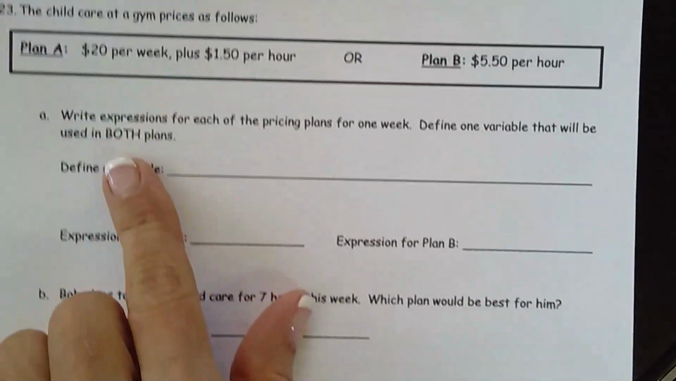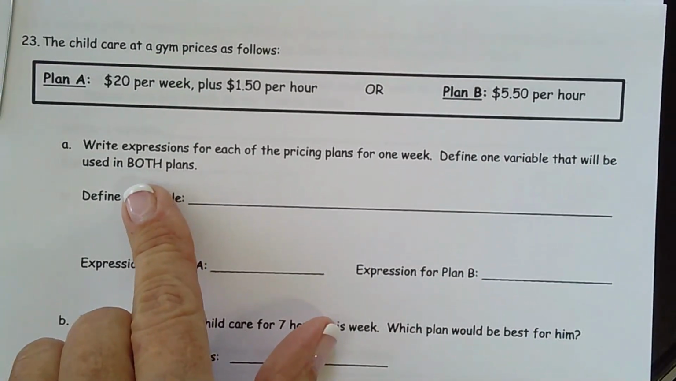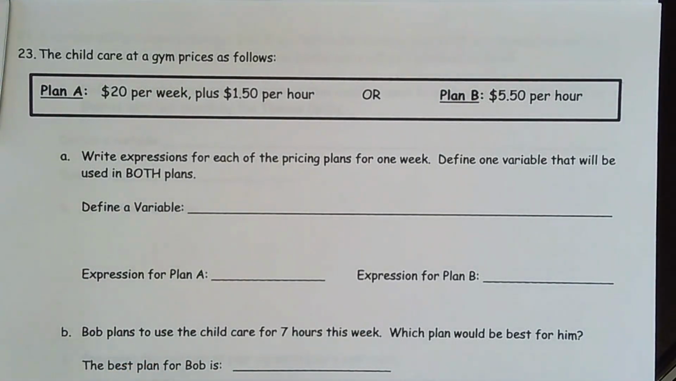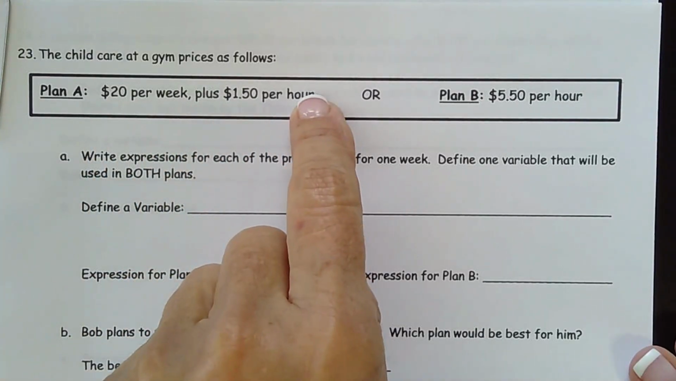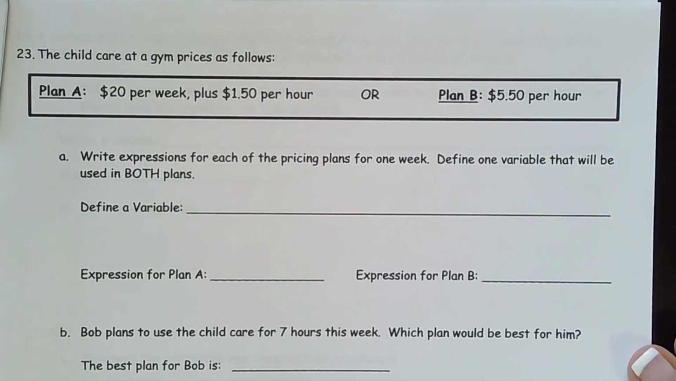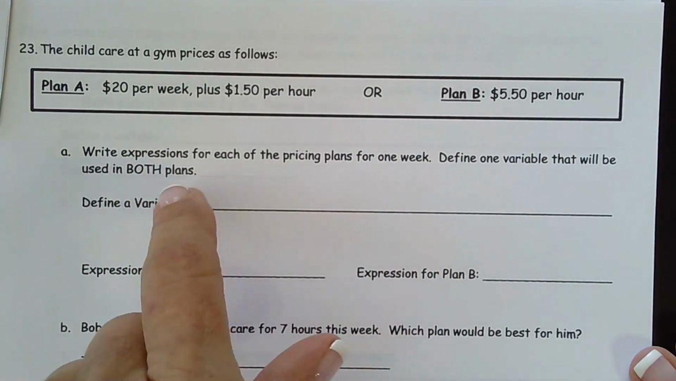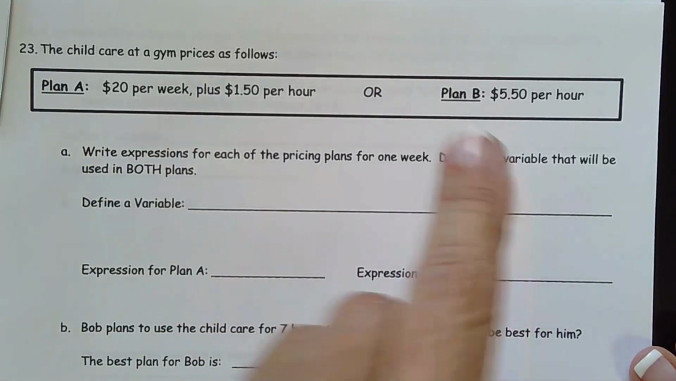First, you have to write a variable. So what variable are you going to use? What is it we don't know? Is it hours? Is it weeks? Is it cost? What don't we know? So decide which variable, and you should be able to tell by looking at this. Define it, and don't forget to write the variable and then describe it.